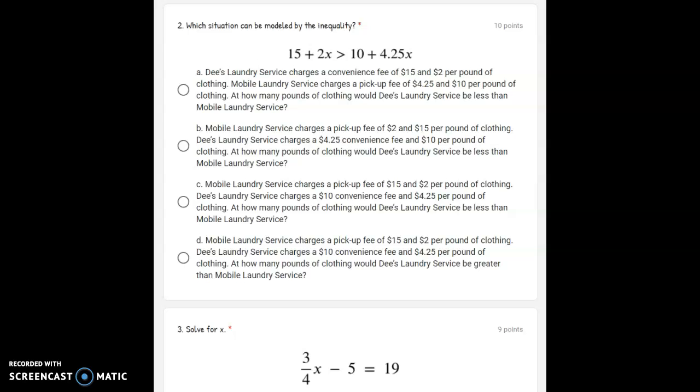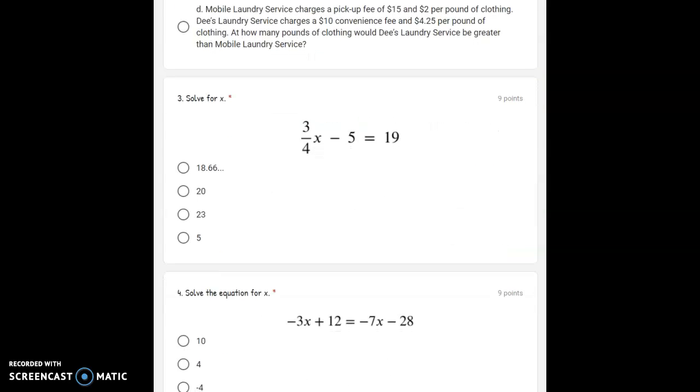Option D. Mobile Laundry Service charges a pickup fee of $15 and $2 per pound of clothing. D's Laundry Service charges a convenience fee of $10 and $4.25 per pound of clothing. At how many pounds of clothing would D's Laundry Service be greater than Mobile Laundry Service?